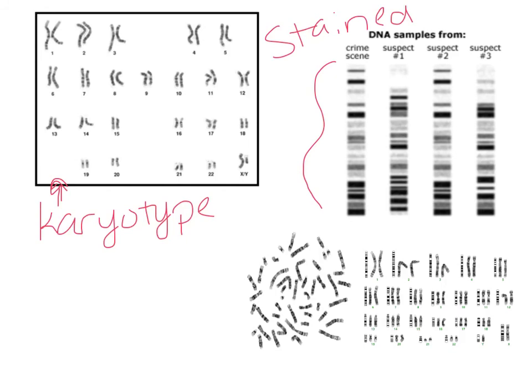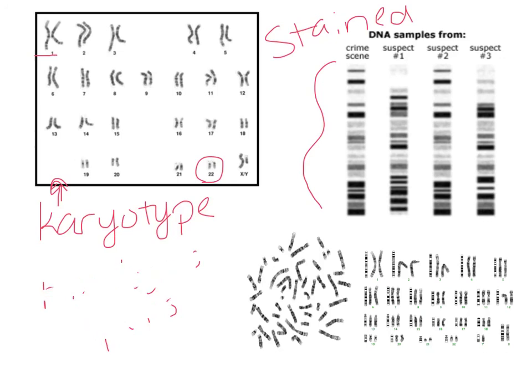Based on the banding patterns, you can group them into homologous pairs, and that's how the karyotype is arranged. They're arranged into their homologous pairs that code for the same thing, and you can determine homologous pairs by the banding patterns. Then once they're grouped into homologous pairs, they're arranged from largest to smallest. The first 22 of them are. So there's my biggest one, there's my smallest one, and those first 22 are called autosomes.